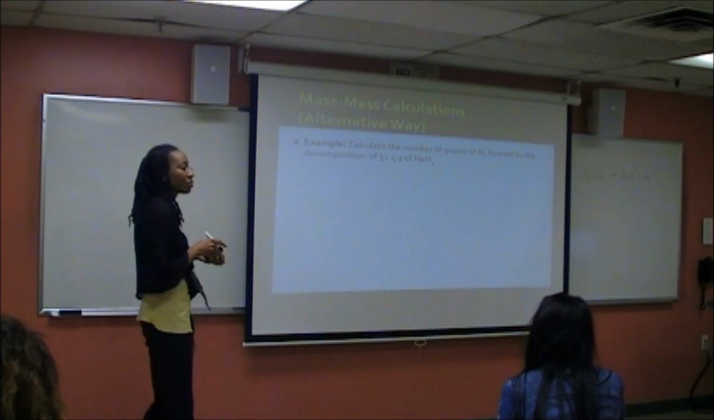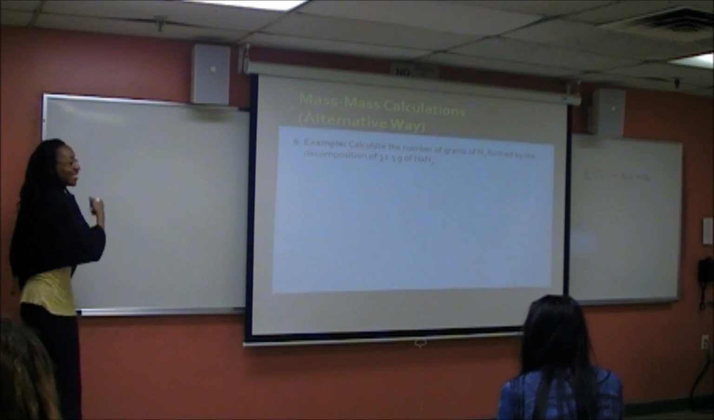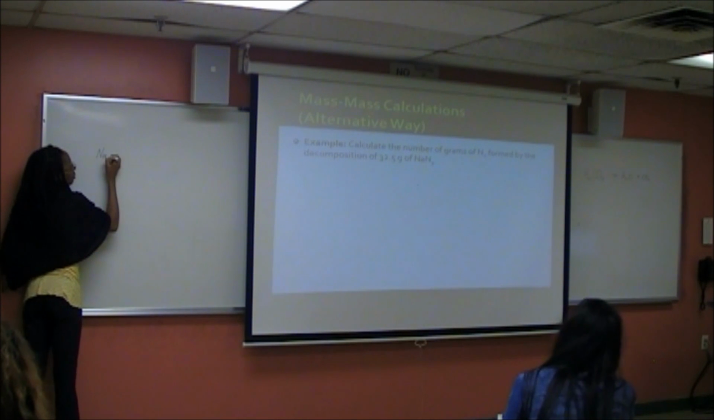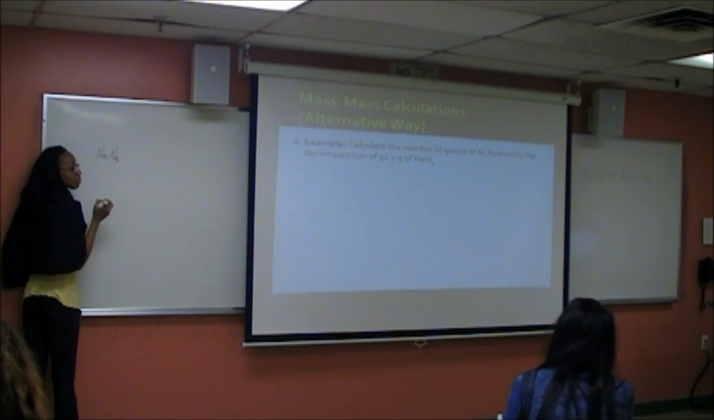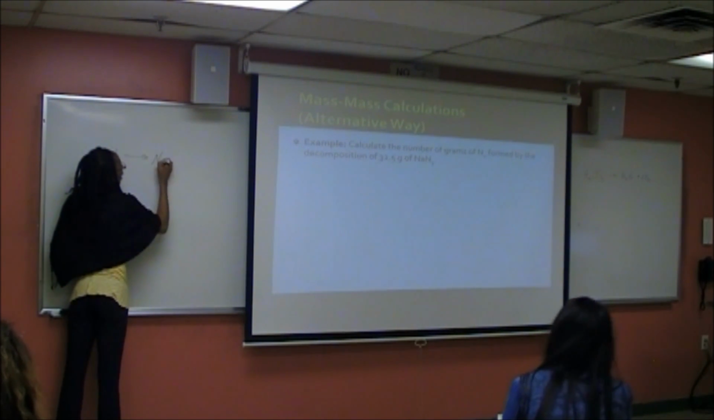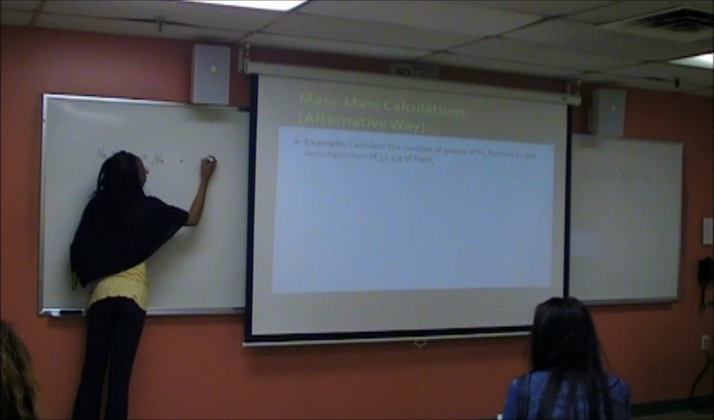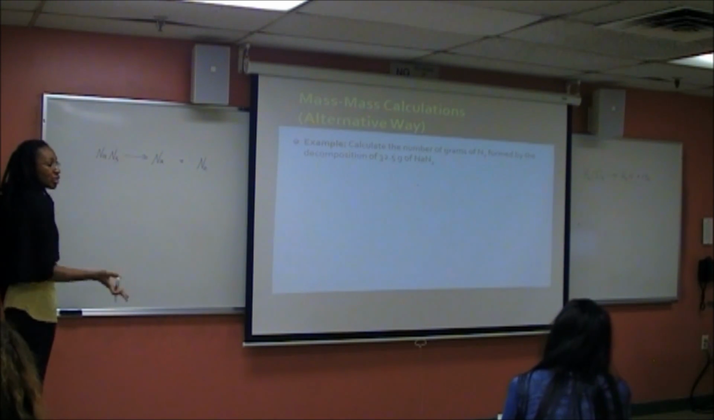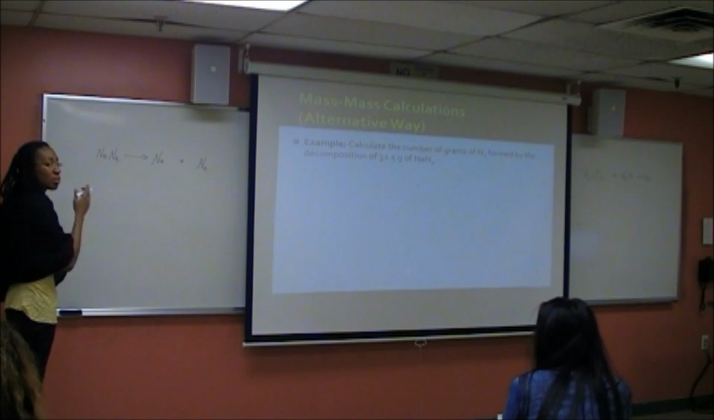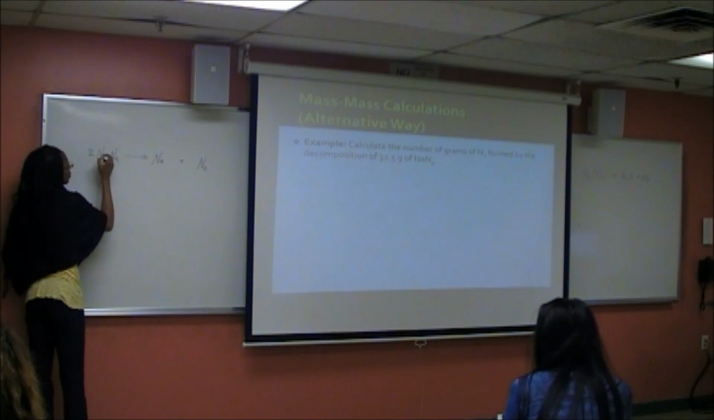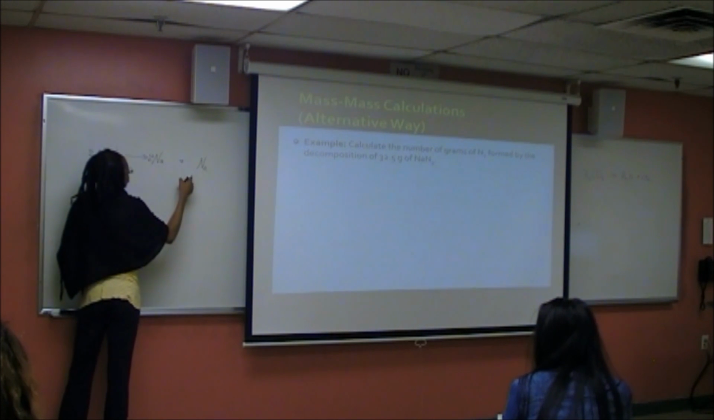So now we have to make up the equation. What do you start with? NaN3 to give sodium and nitrogen gas, Na and N2. You just wrote your own equation. Now you gotta balance it. How do you balance this? Give me my coefficients: 2 NaN3 gives 2 Na and 3 N2.